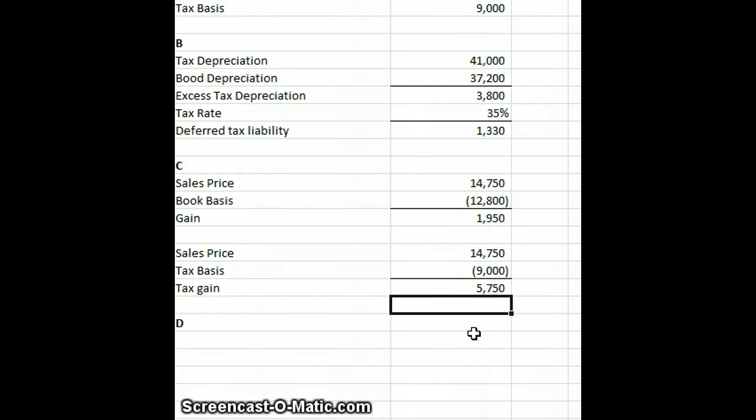So what's that mean? Well, that $3,800 difference, what is that? Well, that's basically the depreciation that we had taken before. So as we pay that and we pay the tax, that will eliminate the $1,330 deferred tax liability that we had mentioned above. So that is just the basis of a simple calculation of tax basis and considering the taxable gains and losses for each.